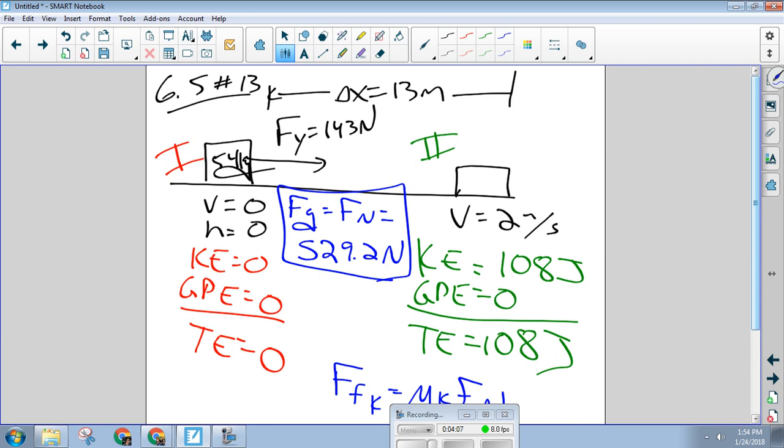Everybody good with that? Okay. Go, brain, process. All right. So now the only other thing that I need is, if I'm trying to find my coefficient, I need to know my force of friction, right? Everybody good? All right.